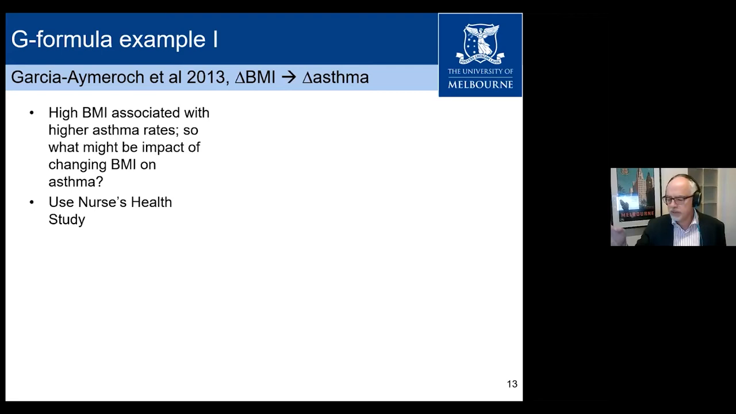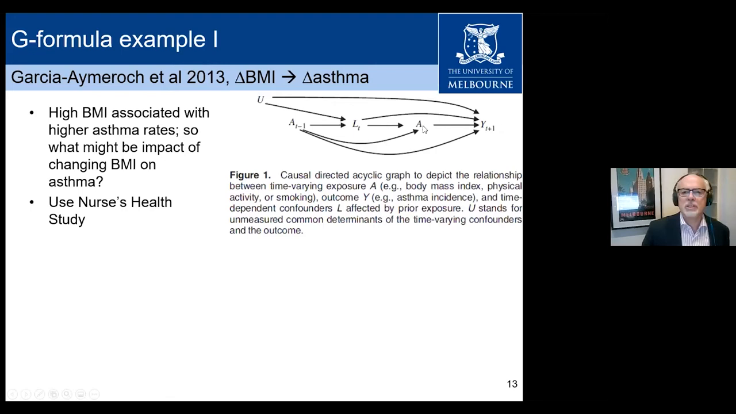You draw your DAG, here's your exposure, which is BMI, covariates, unknowns. Remember, they put the unknowns on here, so we can't measure them. We either haven't measured them and we know about them, or we don't know about them and they might still be out there. So, our methods are contingent on having somehow got rid of those. And there's your time varying exposure there.